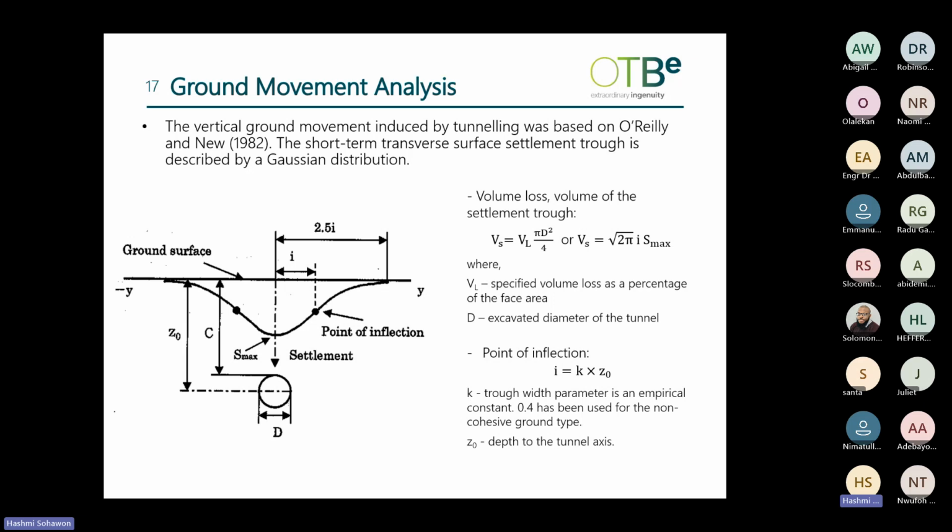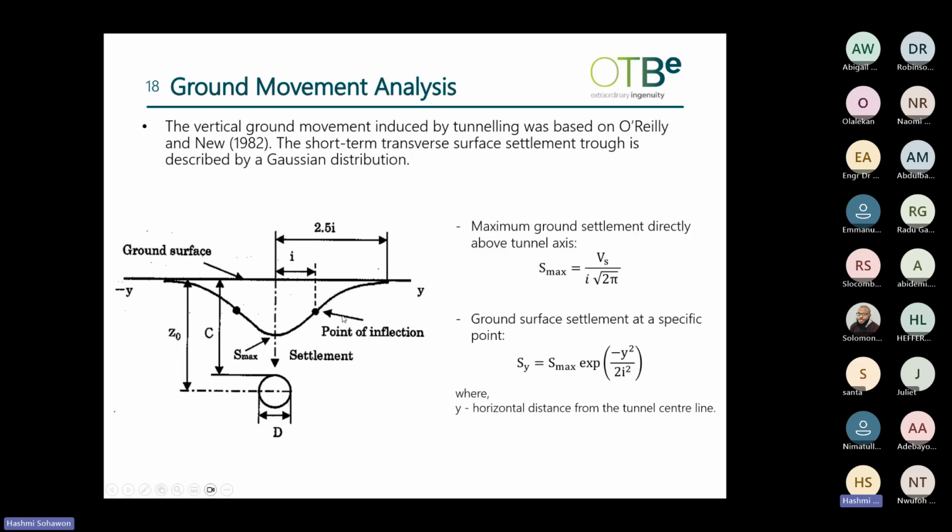It's linked to the trough width parameter, which is an empirical constant found in the literature, and 0.4 was used for the K value for non-cohesive ground type, as recommended in the literature. And Z node is the depth to the tunnel axis. These parameters are shown on the drawing on this sketch here, which shows an example of the settlement trough. Then we have the actual S max, which takes place at the minimum point on this curve. So the height of this minimum is the S max.